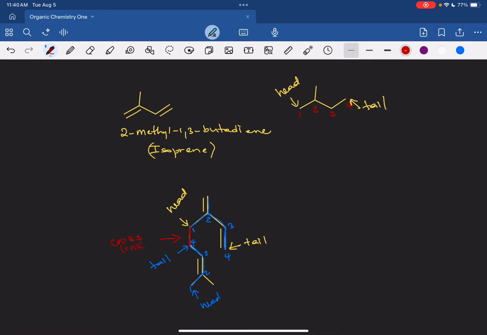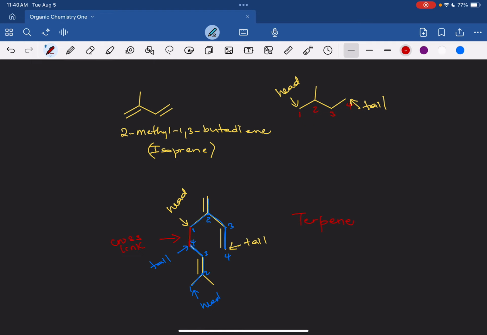It cross-links the head to the tail. It's a part of the molecule because you saw that before. But notice it is not a part of either one of these isoprene units. The only thing in blue is the isoprene unit. This bond right here is what is cross-linking the two isoprene units. So if you notice, the head of this isoprene unit is bonded, or cross-linked, to the tail of this isoprene unit. So, ta-da, I have a terpene.